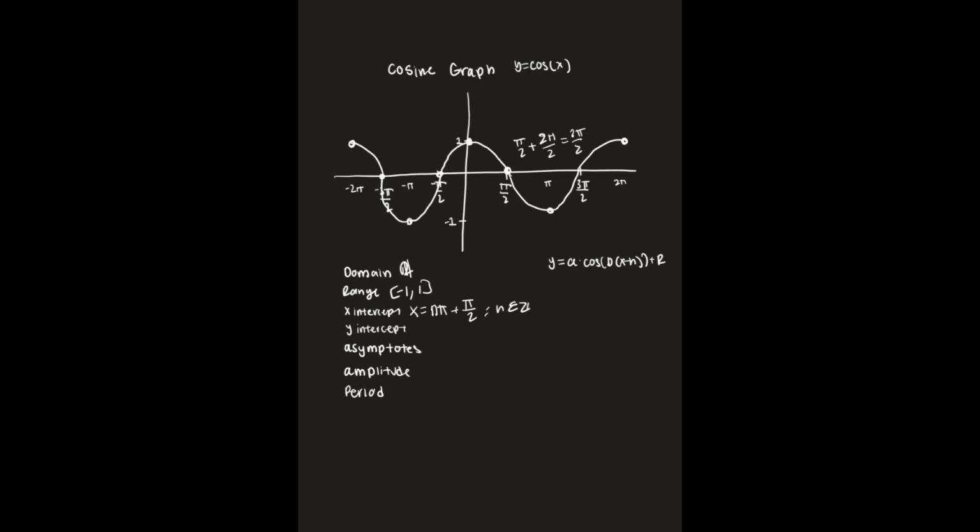And now looking at the y-intercept, it's at 0, 1, the maximum. There's no asymptotes, and the amplitude is 1, and the period is 2 pi. Now it has the exact same transformations as a sine graph. This is 2 pi over b being period, horizontal shift, and vertical shift.